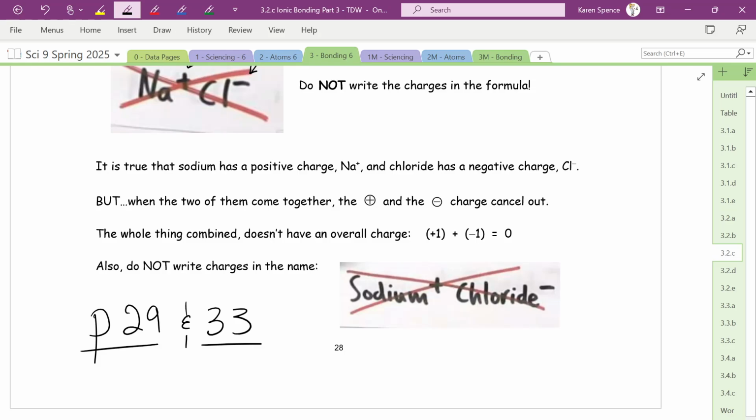Hi. The net charge of an ionic compound must be neutral. Uh-huh. You have to have the same positives as negatives.